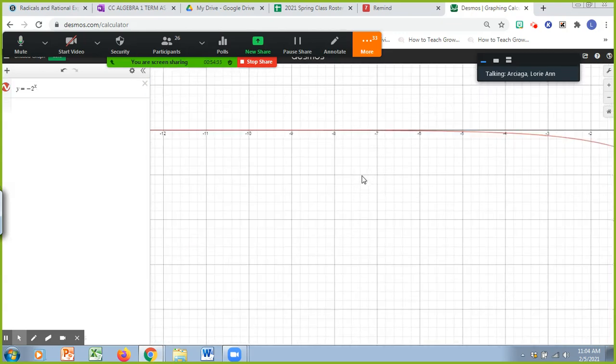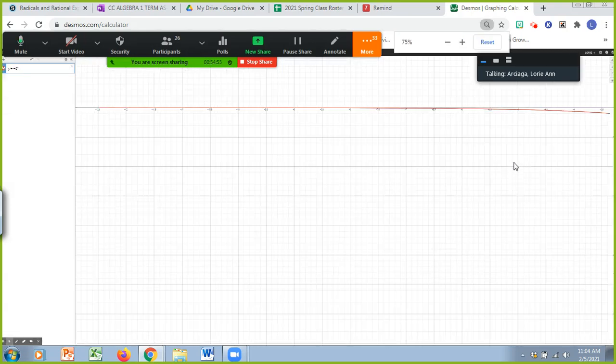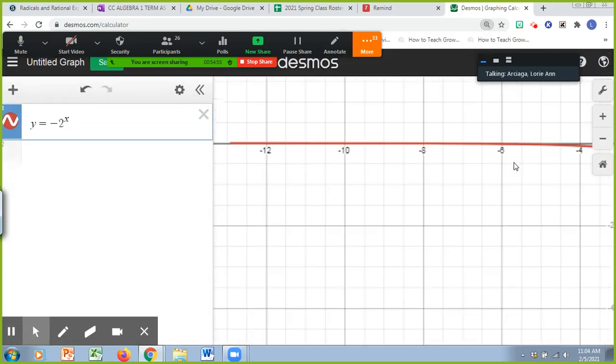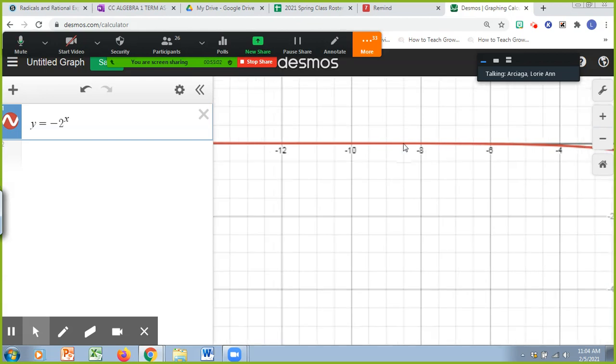Okay, so it gets very close to the x-axis, but never touches it. You see that one? When x is negative 7.1, your y is negative 0.007. So it becomes very, very small, but it never crosses. I'm trying to zoom in. So it never touches the x-axis. So that's what you call an asymptote.